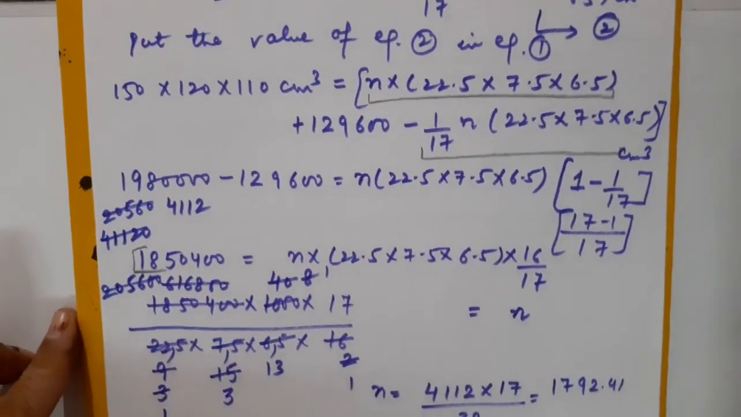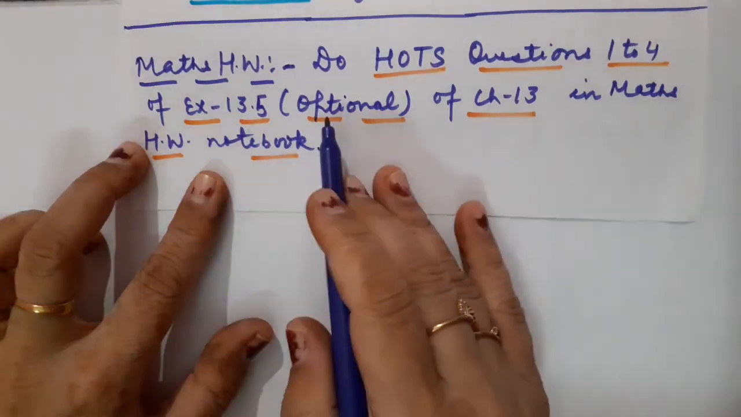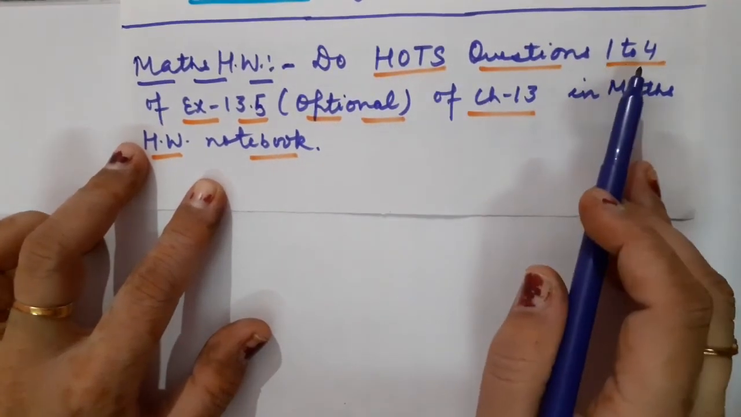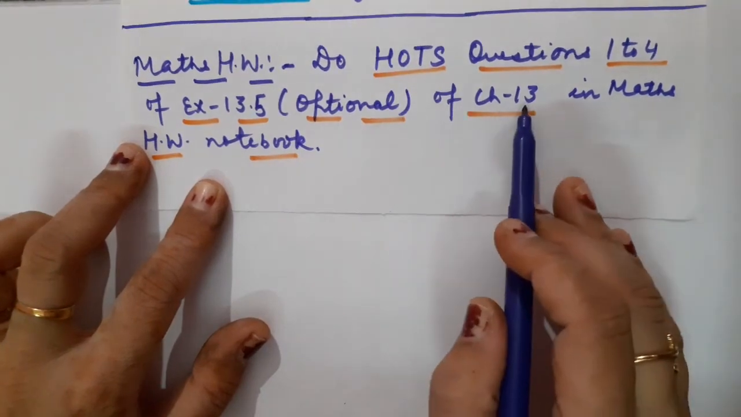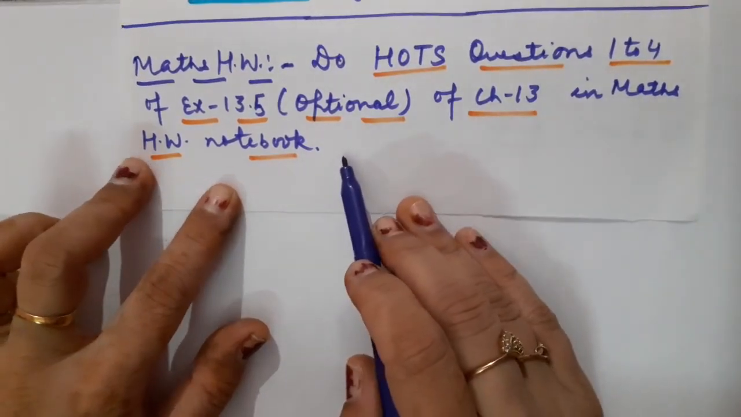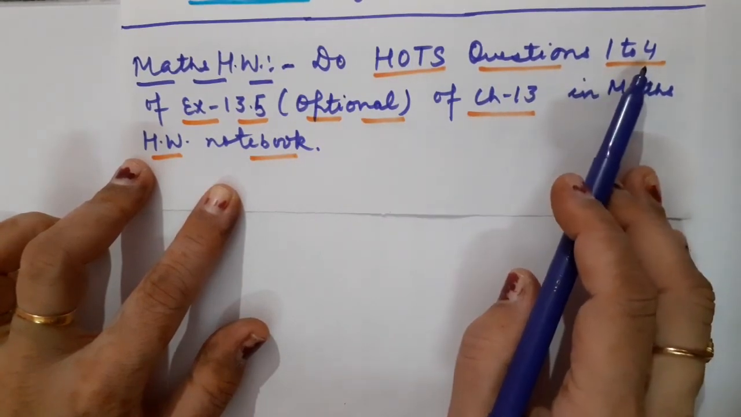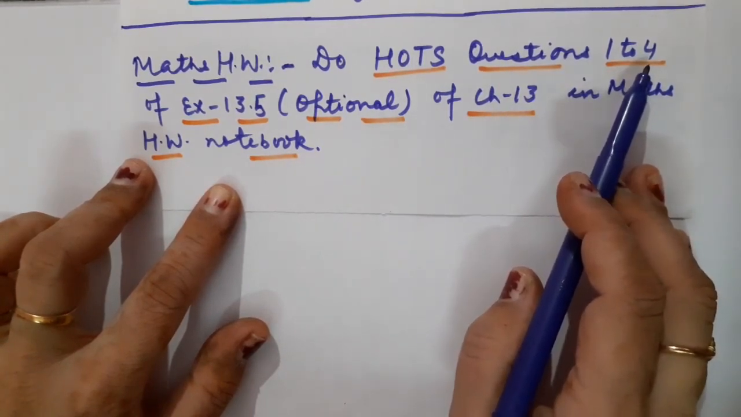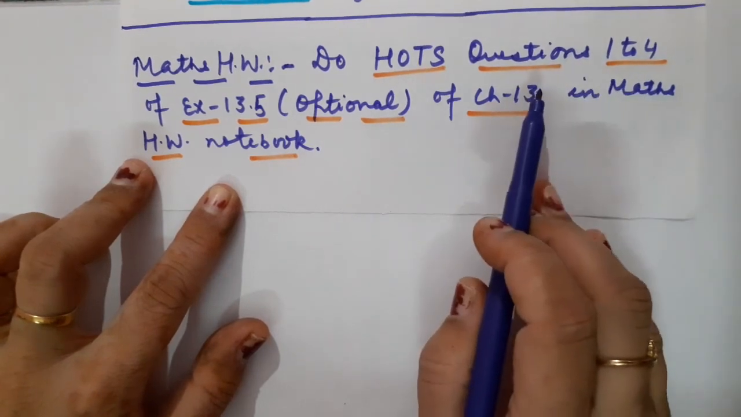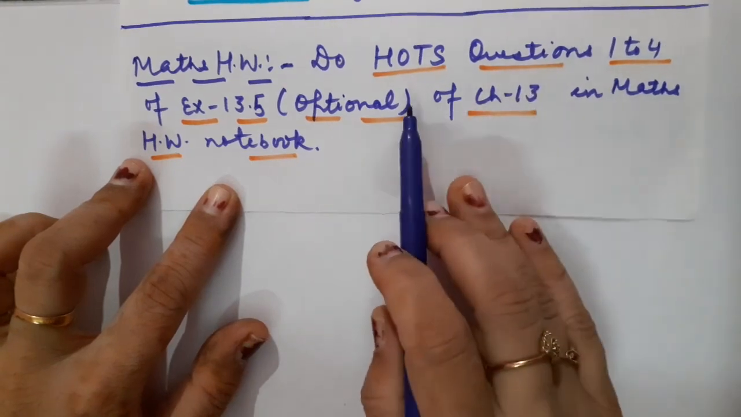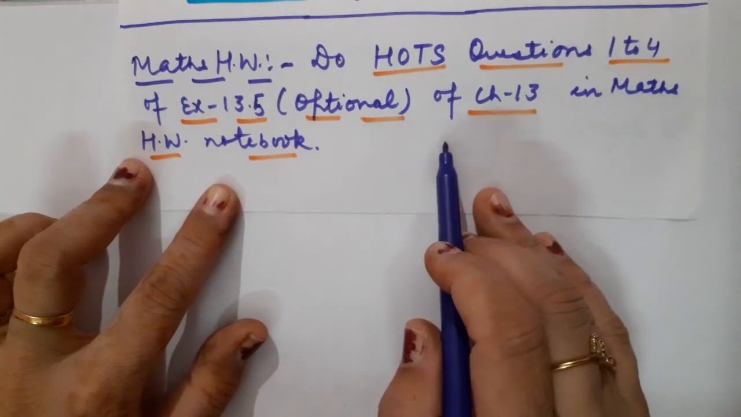Now this is the time to get mathematics homework. Children, your maths homework is to do HOTS questions 1 to 4 of exercise 13.5 optional of chapter number 13 in the mathematics homework notebook. I have covered the toughest, HOTS 1 to 3. The fourth question is very simple, so I hope you will be able to do it yourself. But if you face difficulty, then you can discuss that question also with me. So this is your mathematics homework. Do these 4 questions in your maths homework notebook.